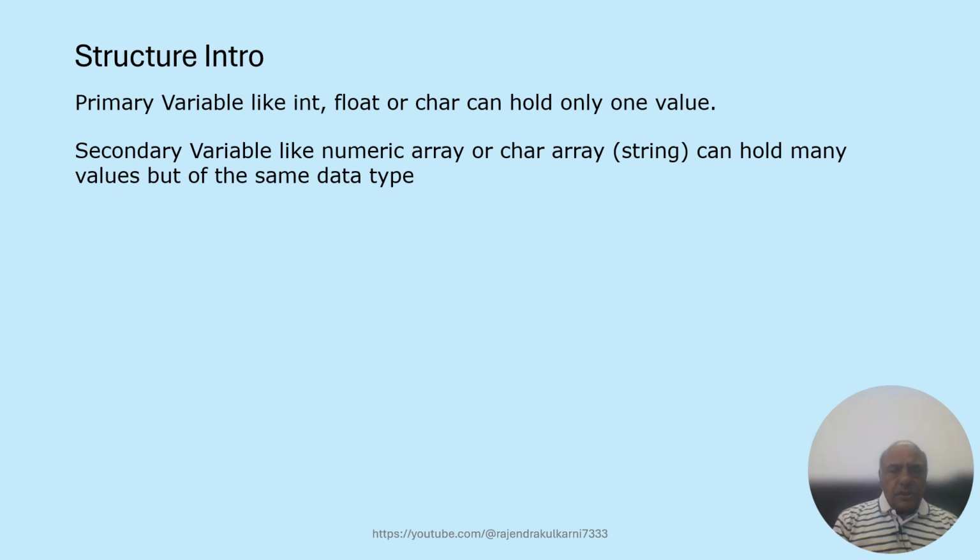The only thing about these is, even though they can hold many values or many constants, those constants or values must be of the same data type. But in programming we need a few more types of variables. Suppose I want 7 or 8 different types of variables to be clubbed together under one name and as one entity. Then what is the solution in C?